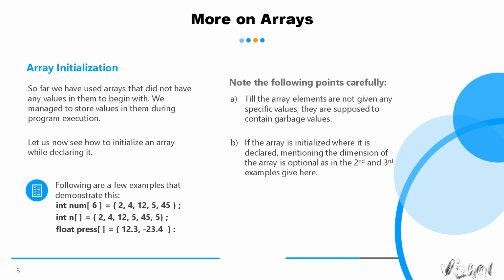In the third example also, we have not assigned any size to the array. We have just entered two float values, and the array will itself count the number of data items and set the size.